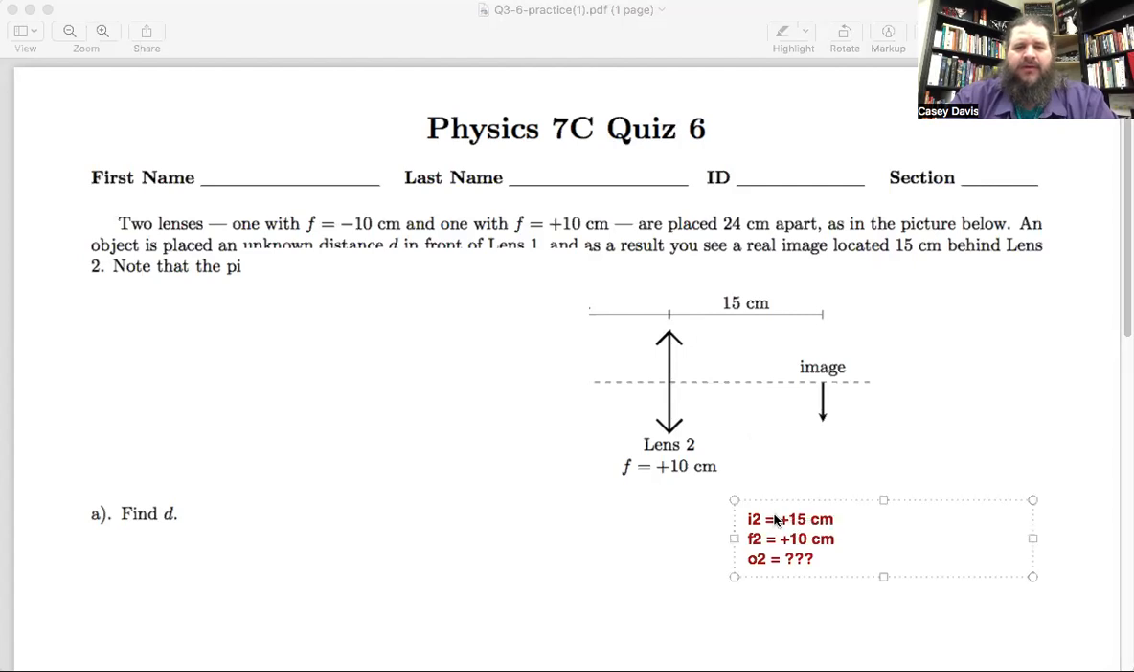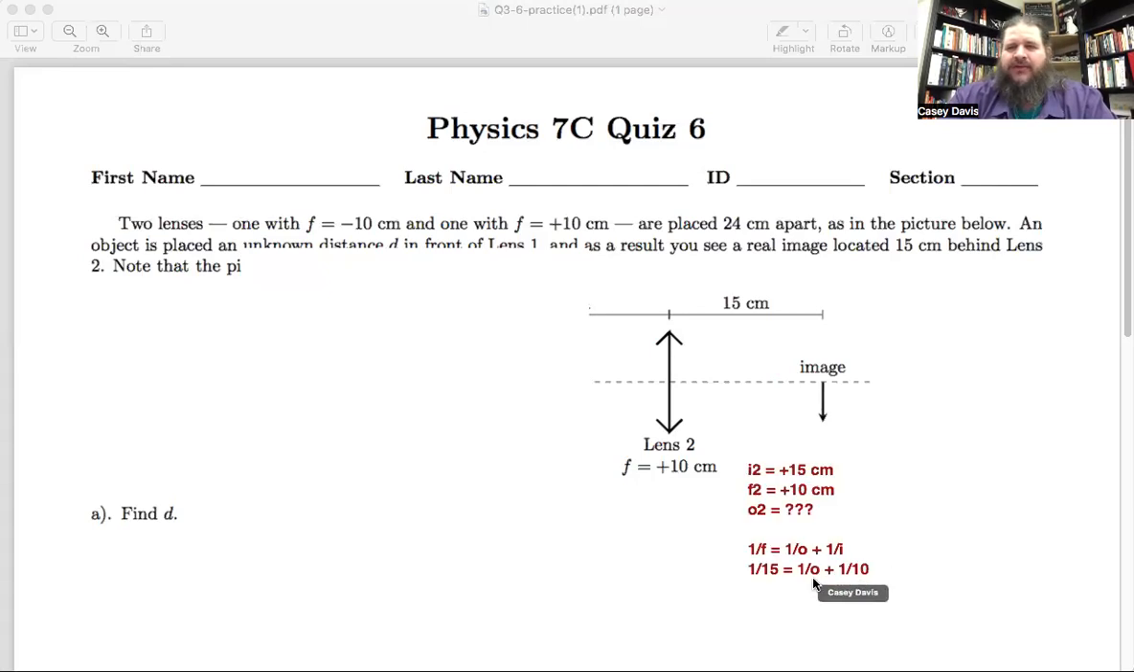And what equation will bring all those together? 1 over F, yeah, 1 over focal length is 1 over object plus 1 over image, the thin lens equation. We know the focal length, we know the image distance, and we're trying to find the object distance. So we get 1 over 15, and everything's in centimeters here, so I'm just going to leave off centimeters for now, equals 1 over O plus 1 over 10. And how would you isolate O here?